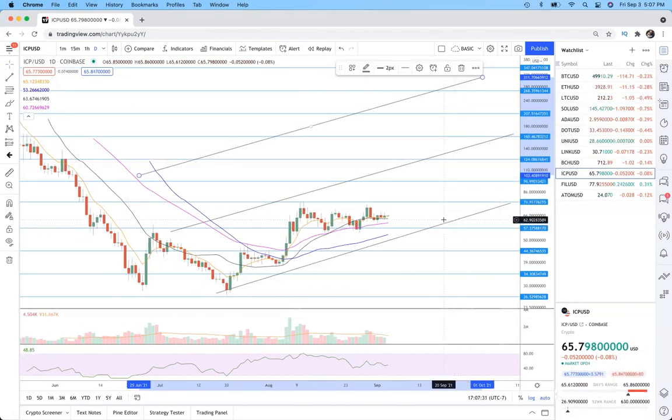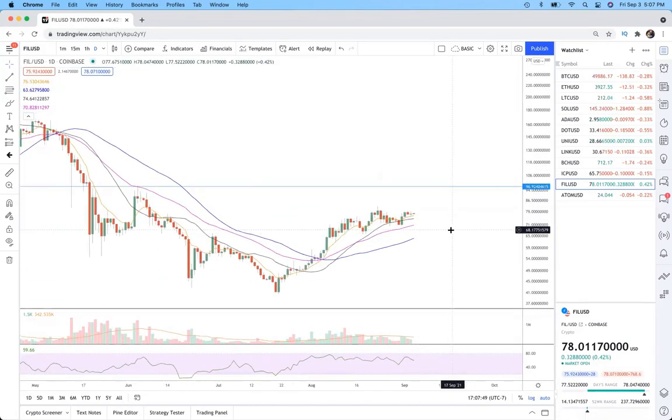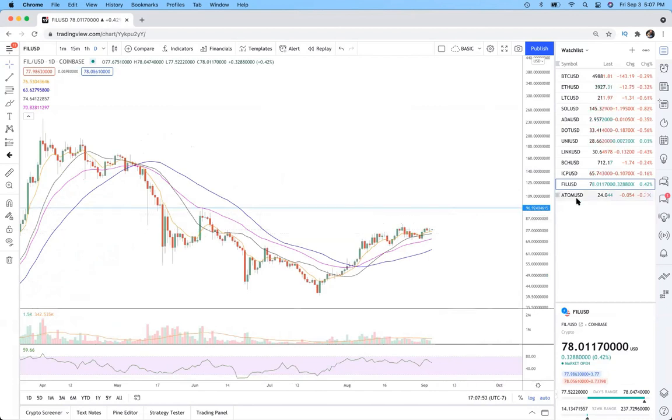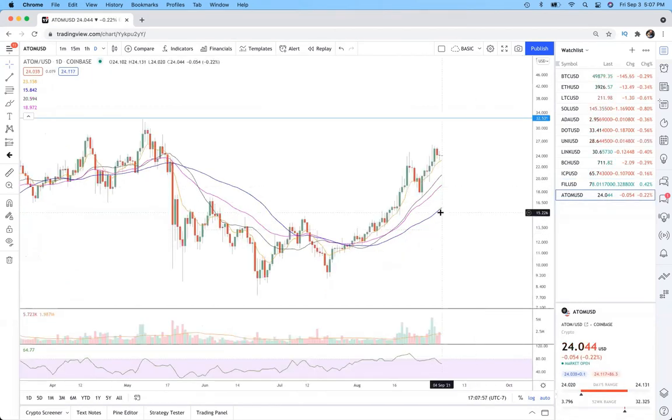Support, we're looking at 63, 62. Those lows down near 50, 57, 55, and the 50 simple moving average. This is the master area. Anything else? FIL USD. Intriguing also. For now, we'll focus on these others. And Atom. Atom, it's okay.